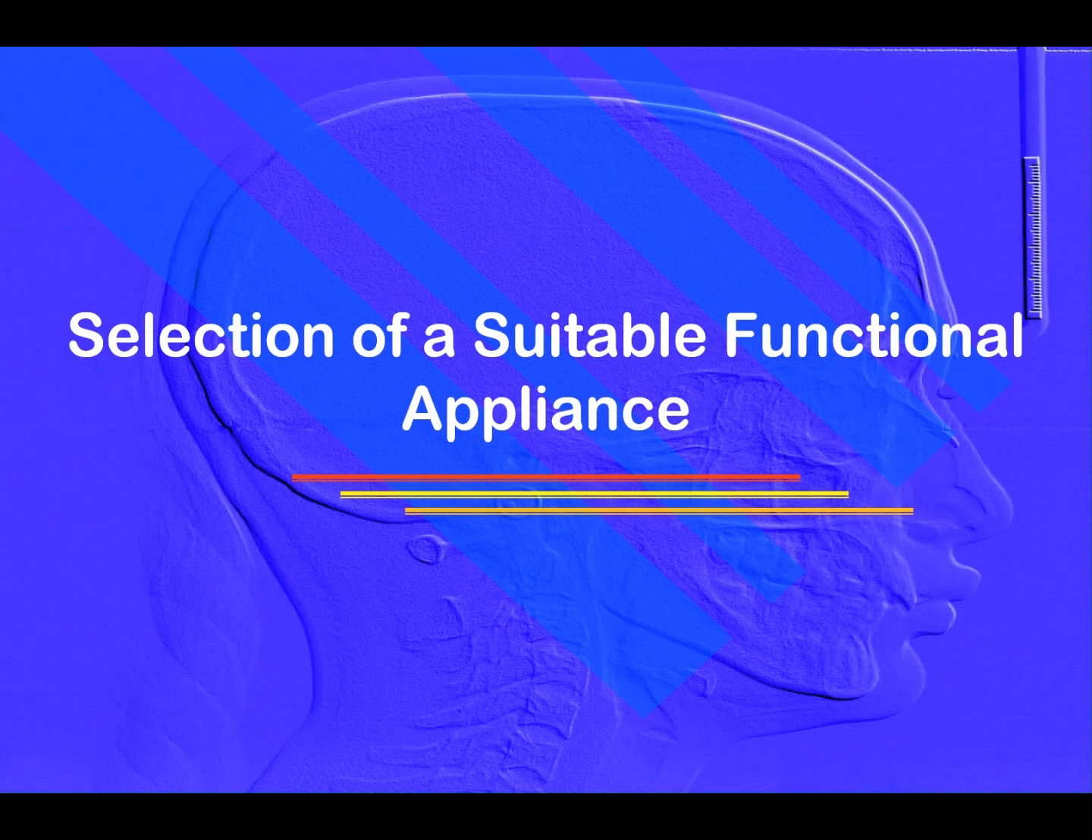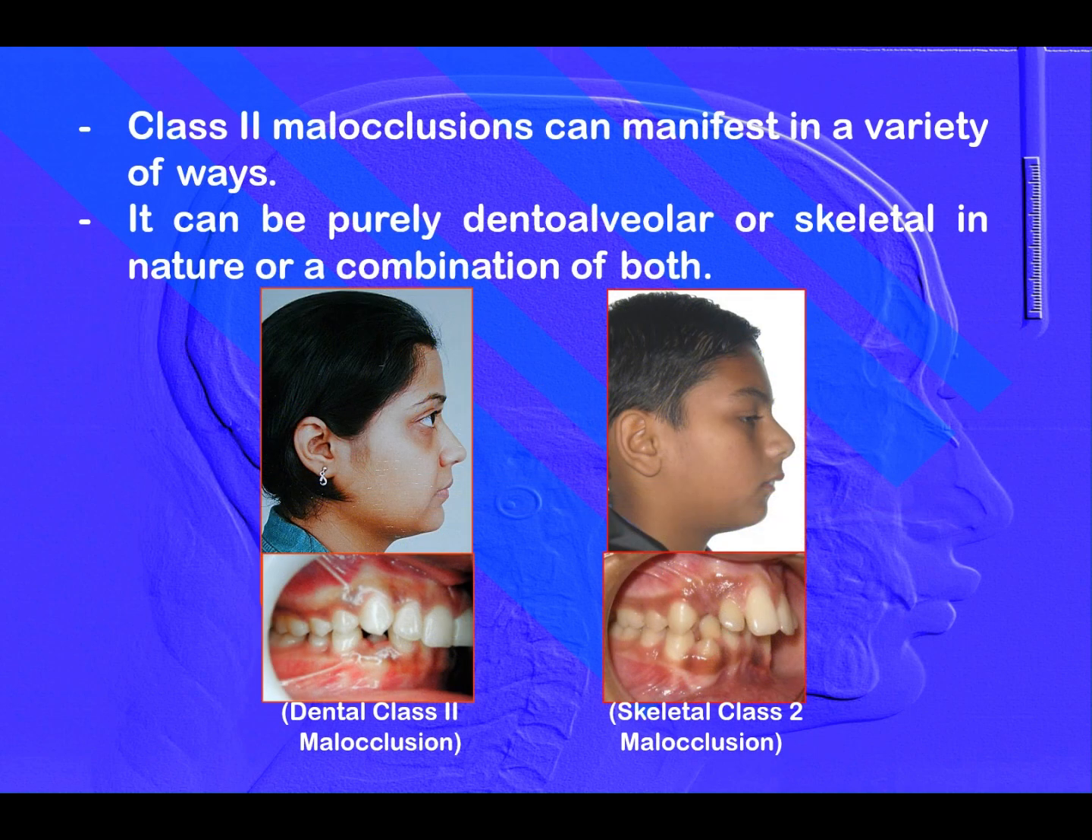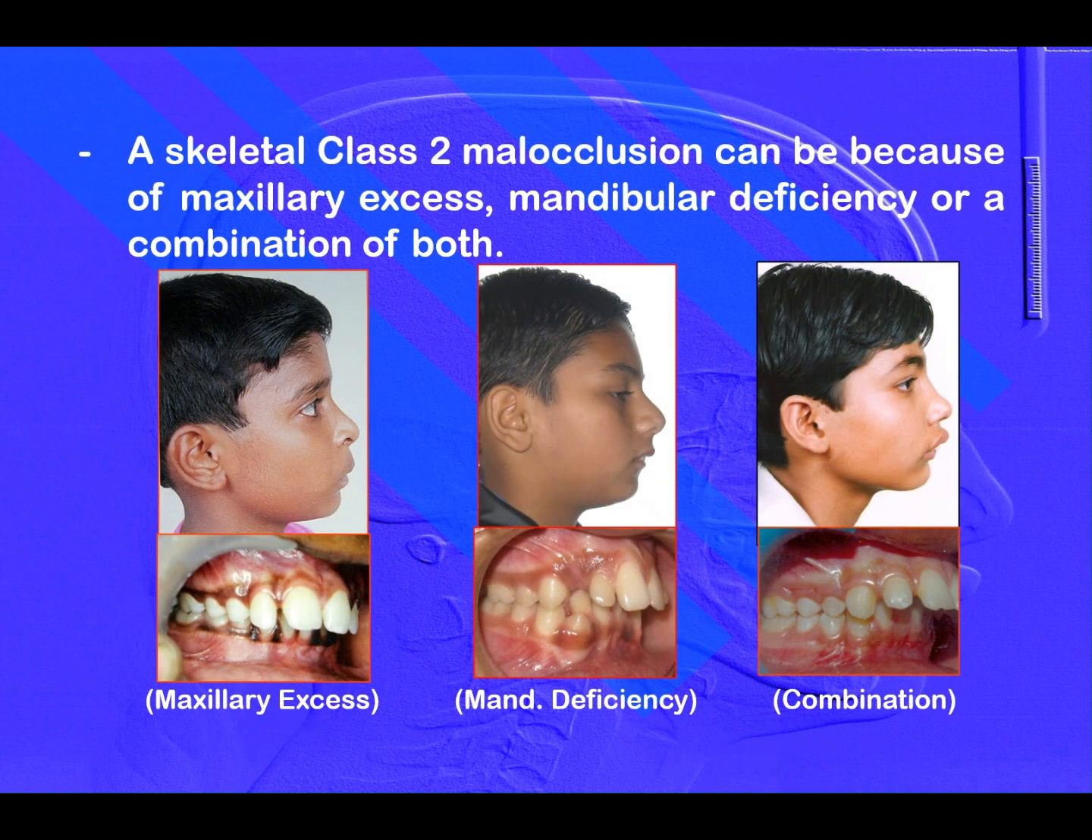Hello everyone. In this video, we will discuss selecting the most suitable functional appliance for correcting Class II malocclusions associated with mandibular deficiencies. Class II malocclusions can manifest in a variety of ways. It can be purely dentoalveolar or skeletal in nature, or a combination of both.